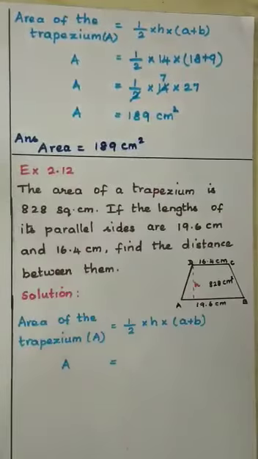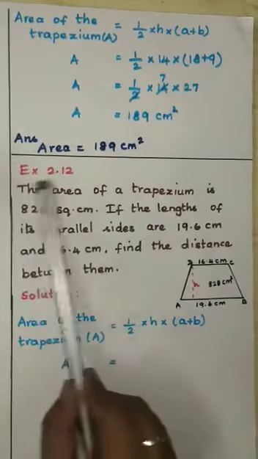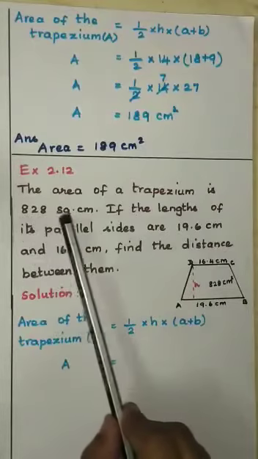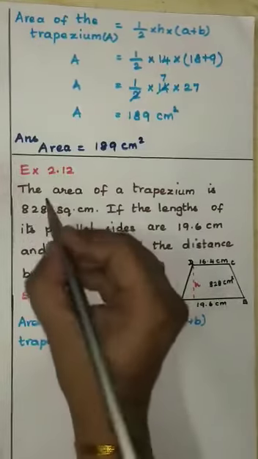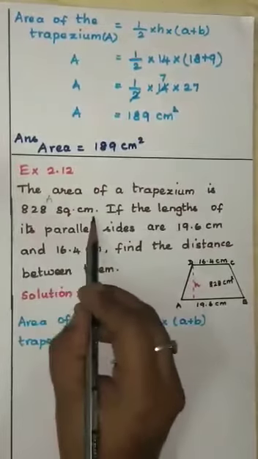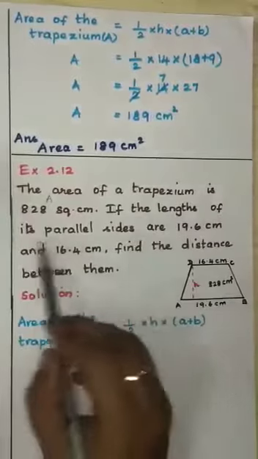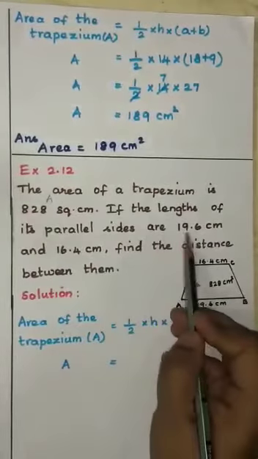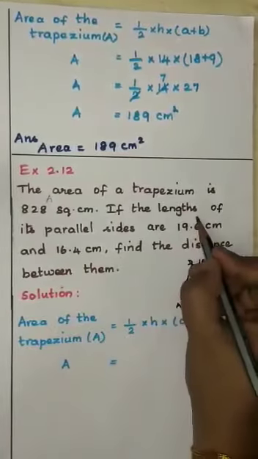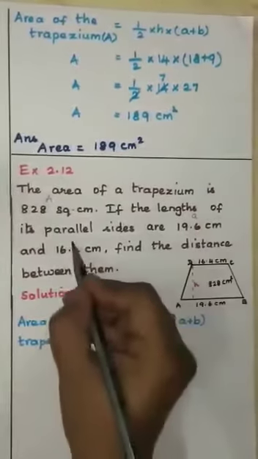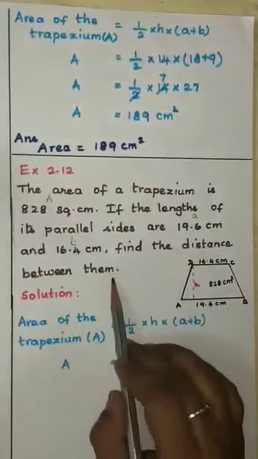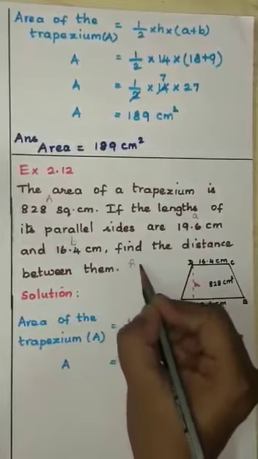Let's move on to the next example problem. Exercise 2.12. The area of a trapezium is 828 square centimeter. This is capital A. The value of capital A is 828 square centimeter. If the lengths of its parallel sides are 19.6 centimeter and 16.4 centimeter, so the values of small a and small b are given. Find the distance between them. So we need to find the value of h.